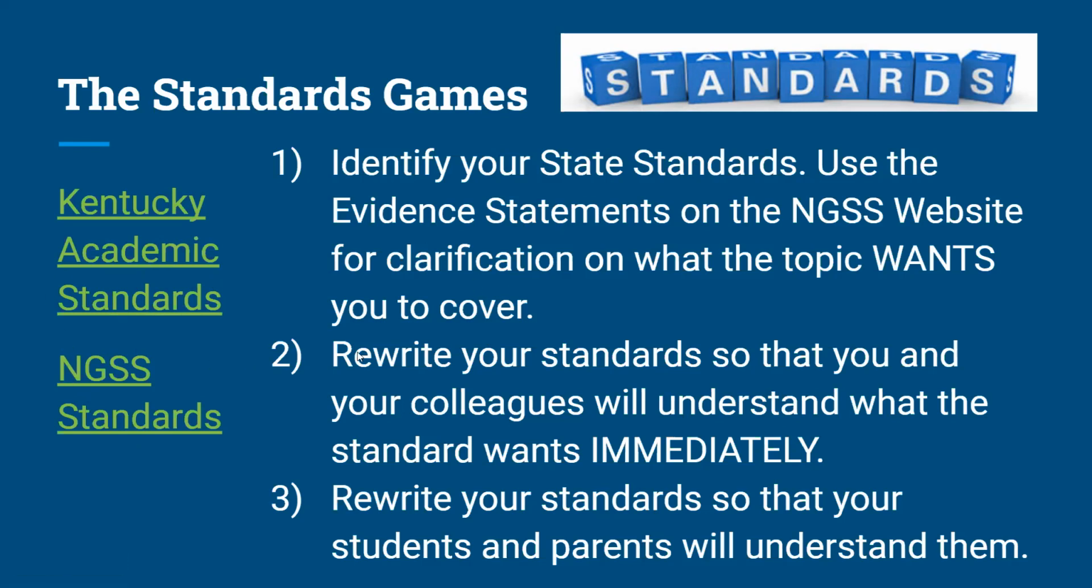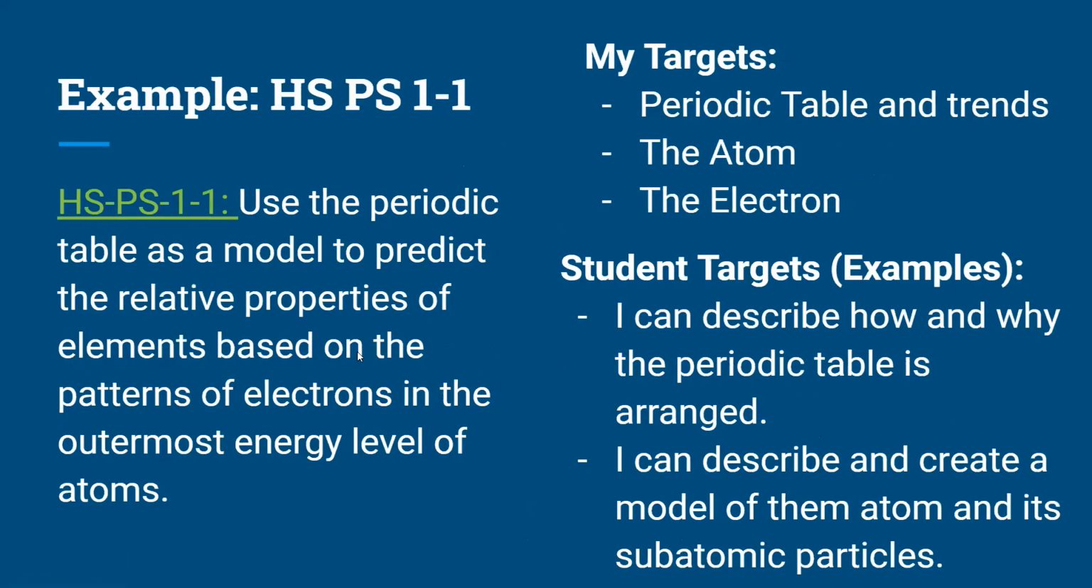So what do I mean by that? Let's take a look at the first standard that I'm looking at. This is HS-PS1-1. It is atomic theory. Next Generation Science Standards teach atomic theory. So this one just says, use the periodic table as a model to predict the relative properties of elements based on the patterns of electrons in the outermost energy level of atoms. Short, sweet, to the point. Problem, it's a little too short.